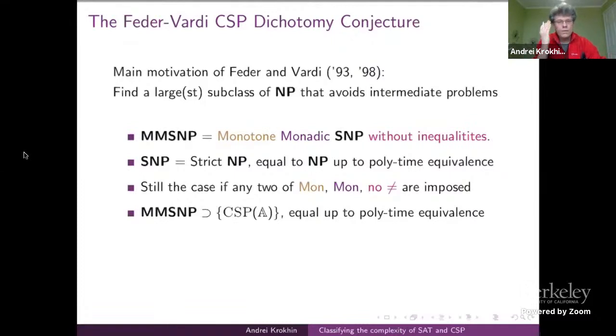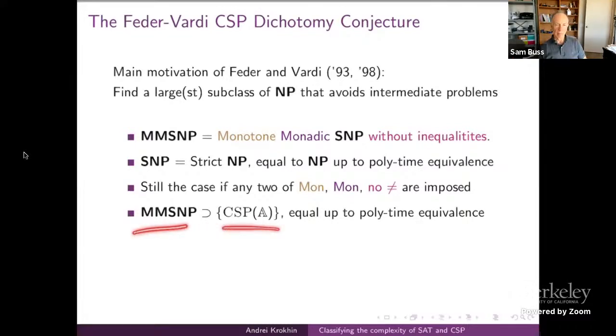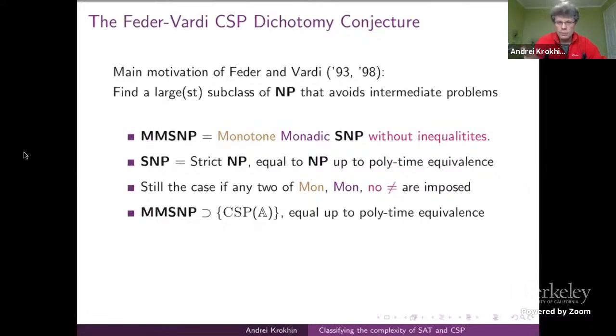However, if we impose all three restrictions at once, then this is what we get, this class MMSNP. And what we can tell about it is that it contains all the CSPs. It strictly contains all CSPs, but these two classes are again equal up to polynomial time equivalence. So for every problem in MMSNP, there is a polynomial time equivalent CSP. Well, actually, in the original paper by Feder and Vardi, one of these reductions in the equivalence was randomized, and it was later de-randomized by Kuhn.